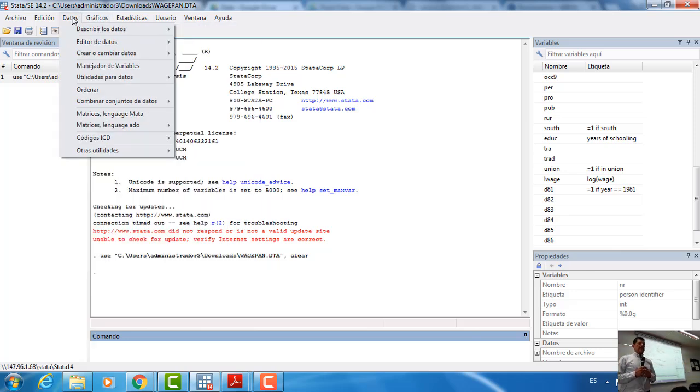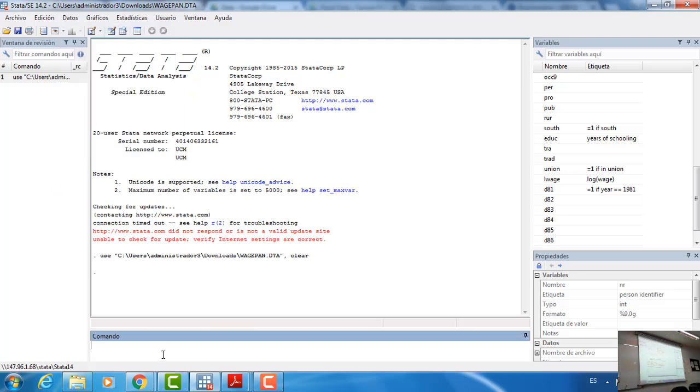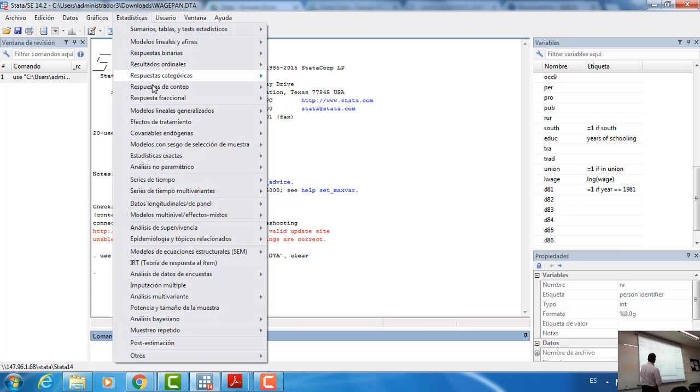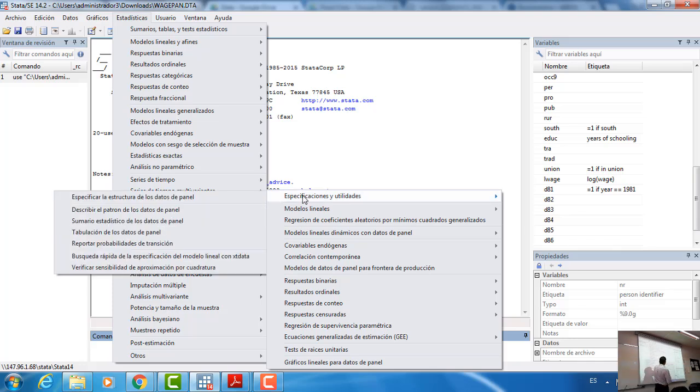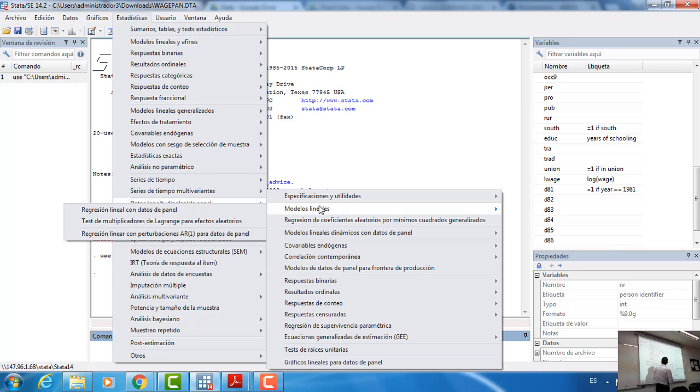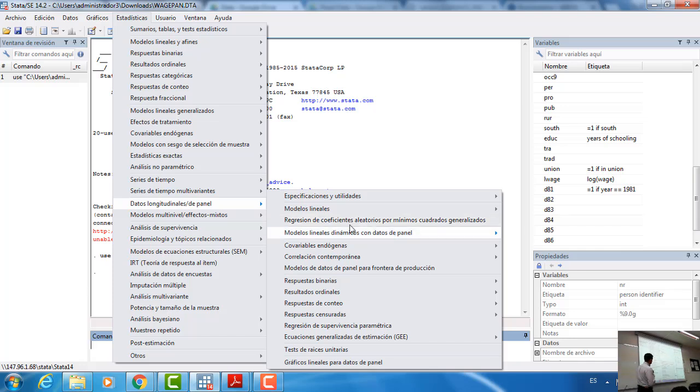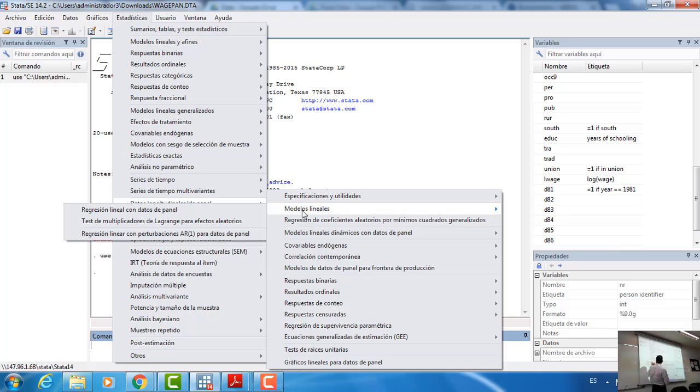So what I would like to do, just for finishing here, is to write a simple model about the logarithm of wage and then estimate. Okay, so let's go first to Statistics, and then Longitudinal/panel data, and linear model, and then linear model, and then what? Here.